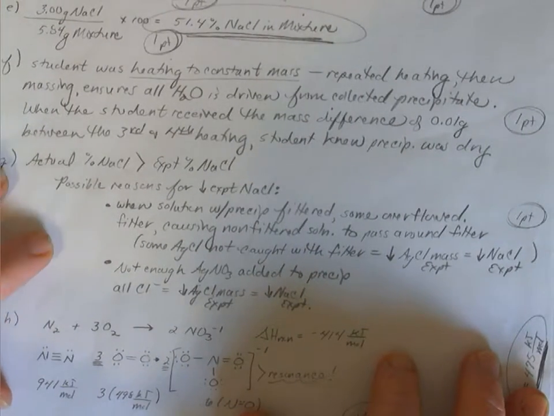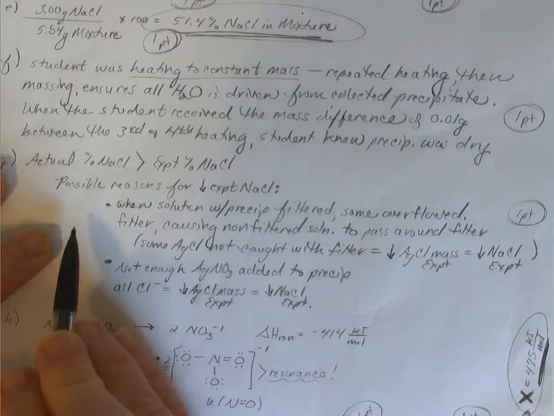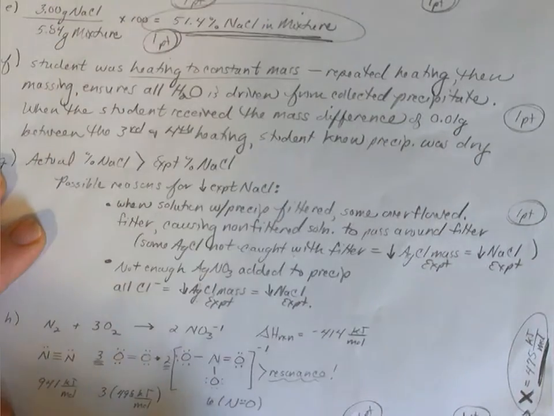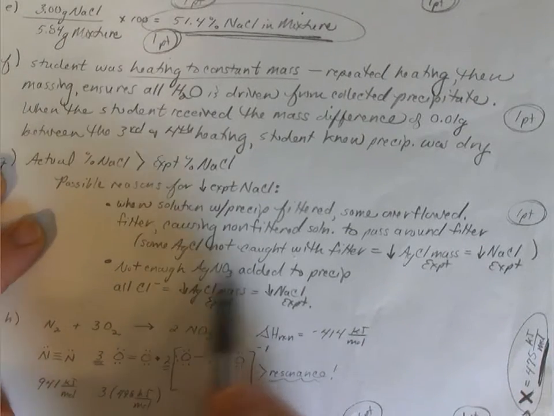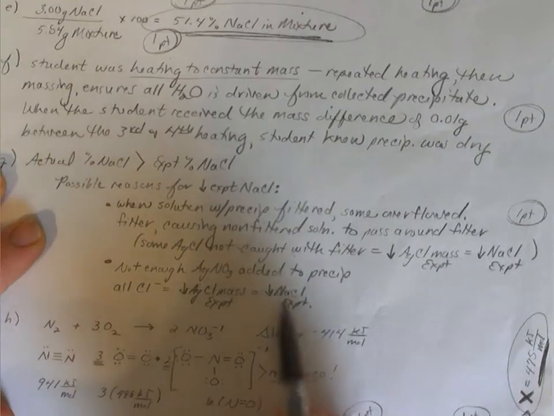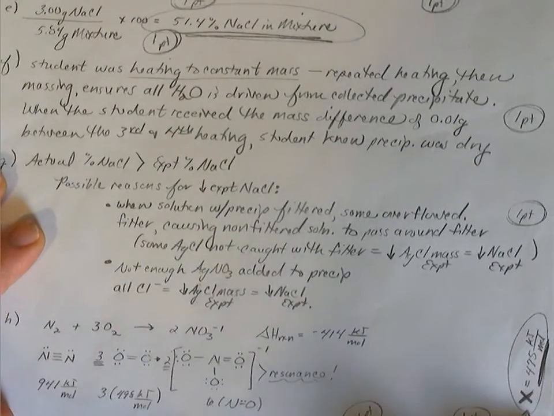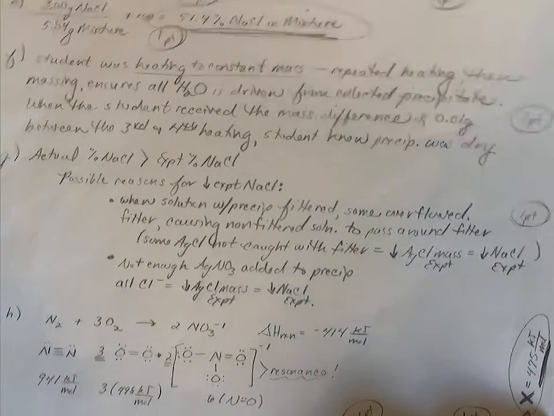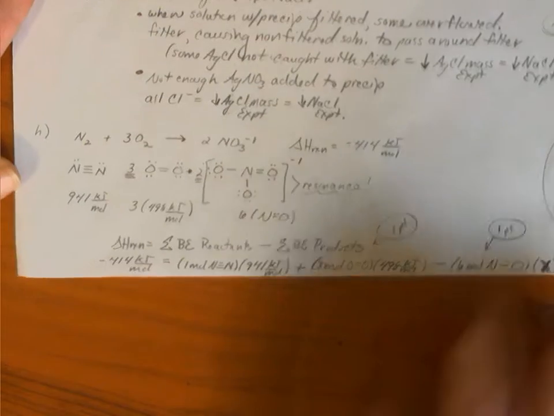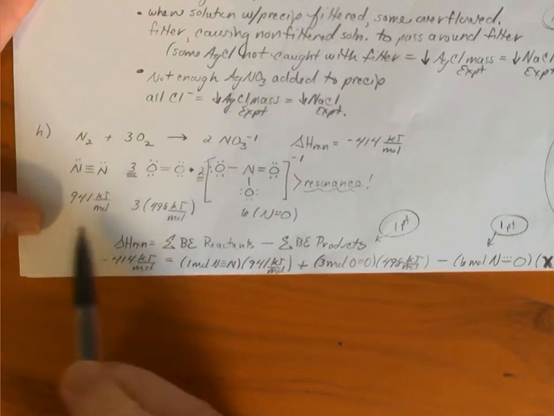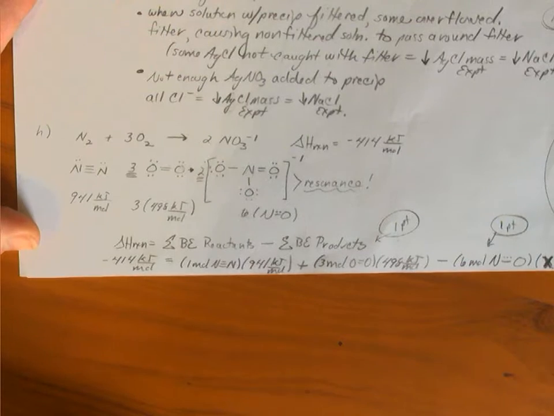Another reason could have been spilling of some of the precipitate that was collected from the filter paper. This is a little bit of a weaker, because you were told in the beginning that you added a sufficient amount of the silver nitrate solution. Part H, we need to make sure we can get the correct Lewis dot structures to understand the number of bonds that we are breaking and making.